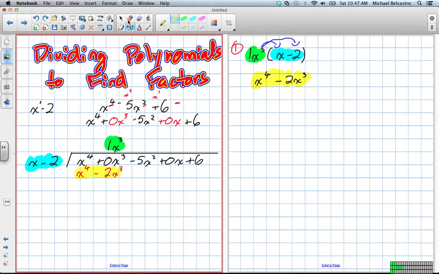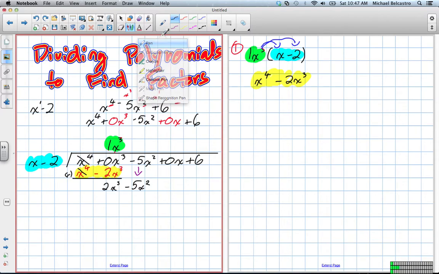Okay? So due to long division, the next thing we do is we subtract. So we subtract these 2 terms. Well, x to the power of 4 minus x to the power of 4 cancels out. And 0 minus negative 2x cubed is positive 2x cubed. Okay? Positive 2x cubed. We bring down the next term. Does this make sense? Yeah. Minus 5x squared. Now, these are the numbers we're dividing into.